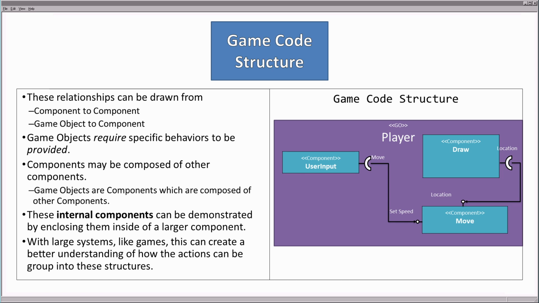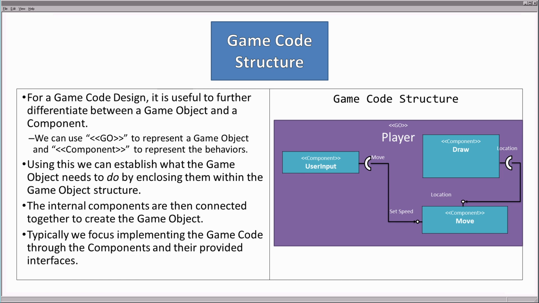As mentioned before, game objects and components are composed of other components. These internal components can be demonstrated by enclosing them inside of a larger component. With large systems like games, this can create a better understanding of how the actions can be grouped into these structures. For a game code design, it is useful to further differentiate a game object and a component.